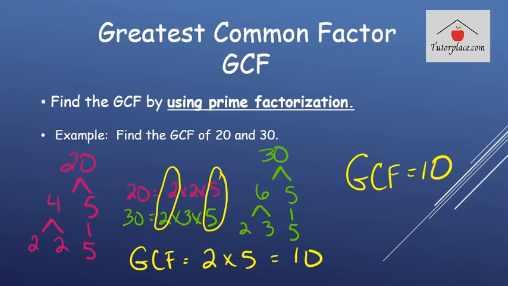Again, you do the prime factorization tree of both numbers, and then you list them out, and then you multiply together the common factors, and that'll give you the greatest common factor of each set of numbers, 2 times 5, which will give you a 10.